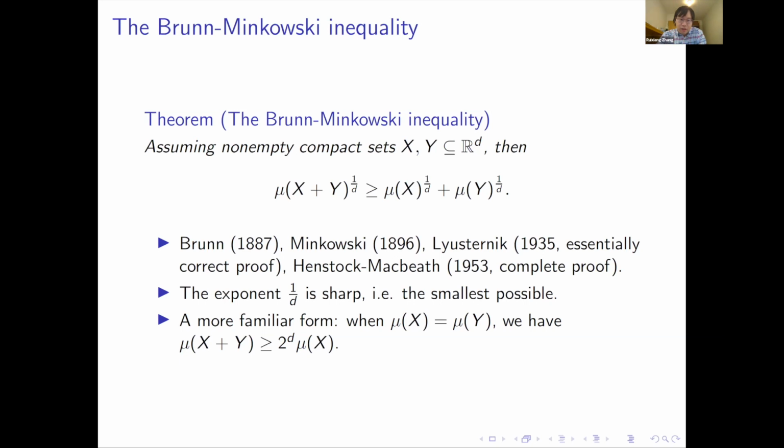And then in this context, you would have this inequality read as mu of x plus y bigger than or equal to 2 to the d times mu of x. So that's a more familiar form of this inequality. And you see 2 to the d comes out naturally if you take x and y being the same, for example, a parallelotope, and then you have this equality.